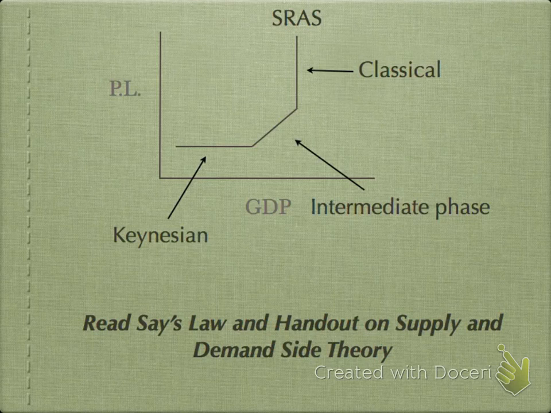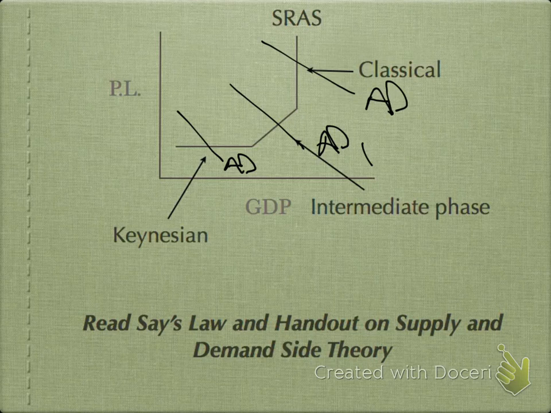So this is just a quick review. Remember the Keynesian aspect of the graph. Aggregate demand is here, right? And aggregate demand could increase. Now you have a little bit of demand pull inflation in the intermediate phase, or the short run aggregate supply we'll use, and then the classical phase, everything is flexible up here, and increases in aggregate demand do not increase output.